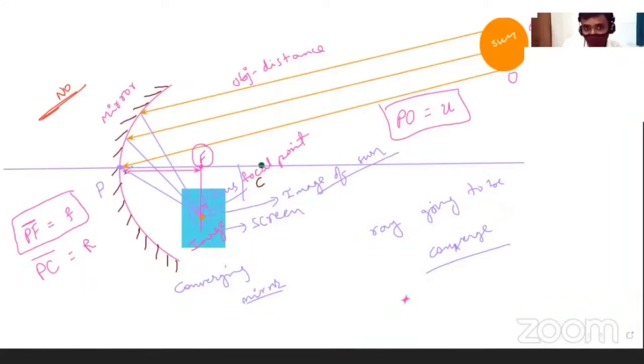So the distance from the pole to the image, P to I. Actually that point we can take as I, the image. So P, F and I are the same here. In this case, for the remaining cases you will get differently. So P to I is denoted by v here. v is the image distance. Object distance, image distance. Clear?